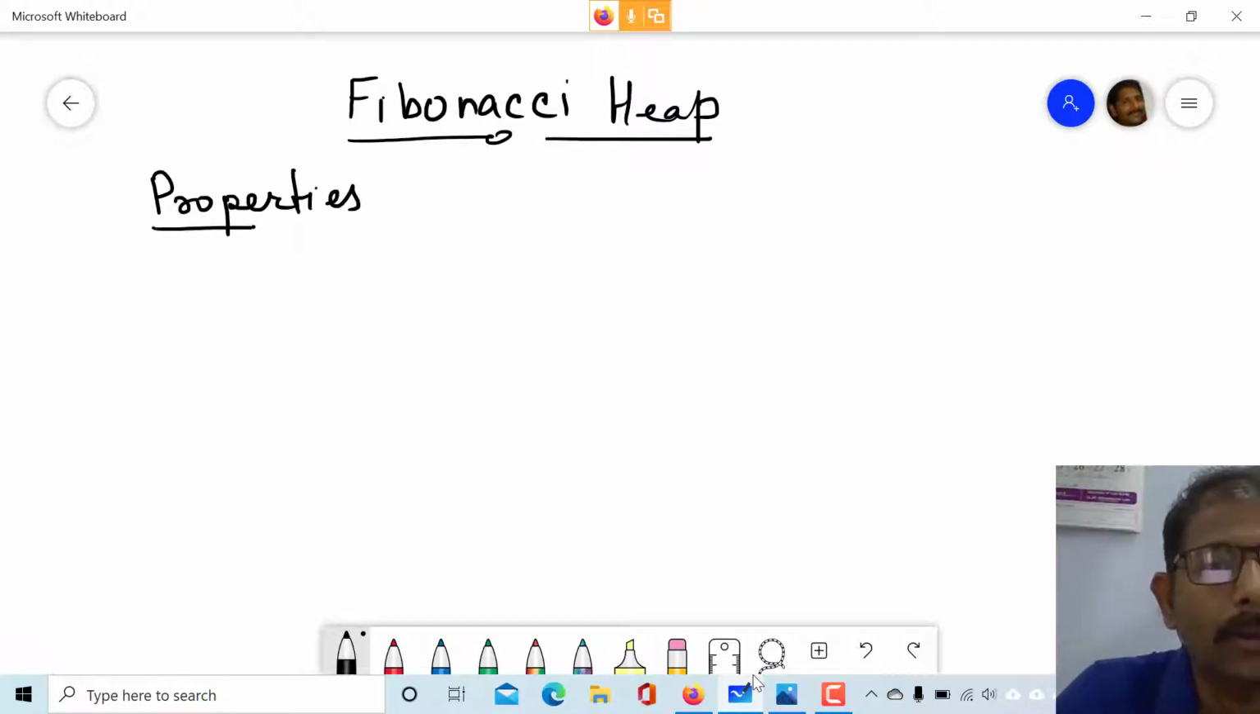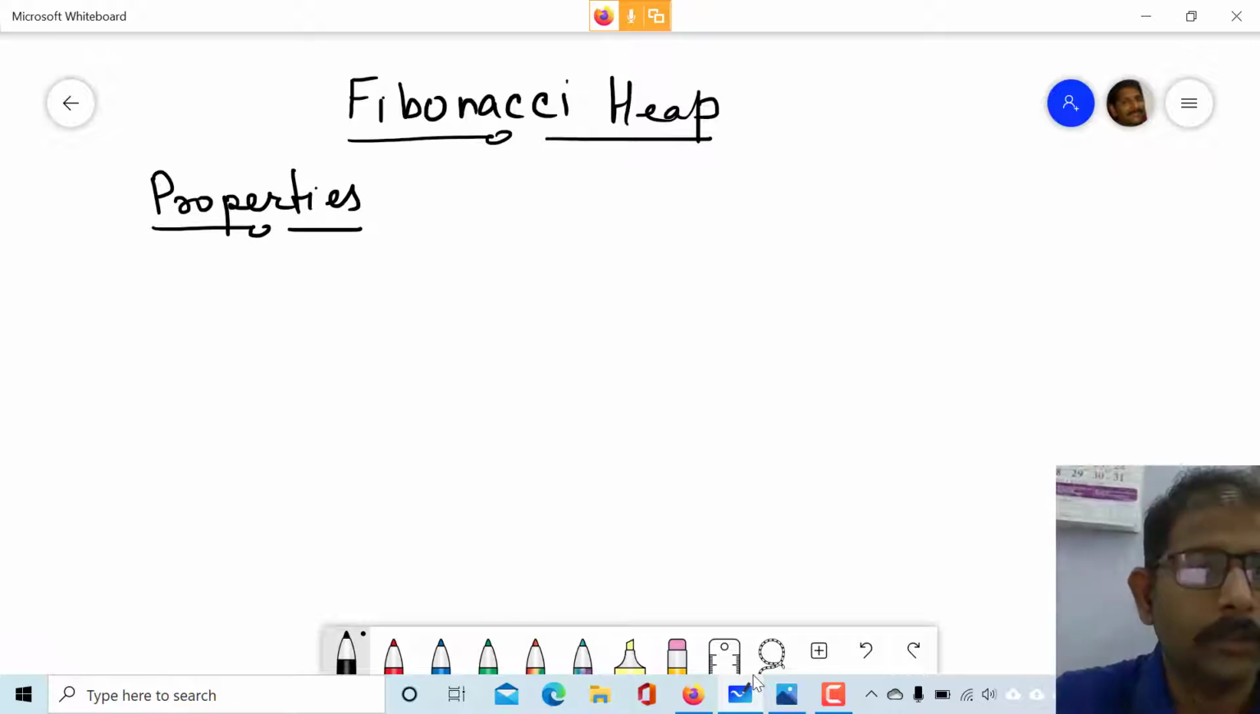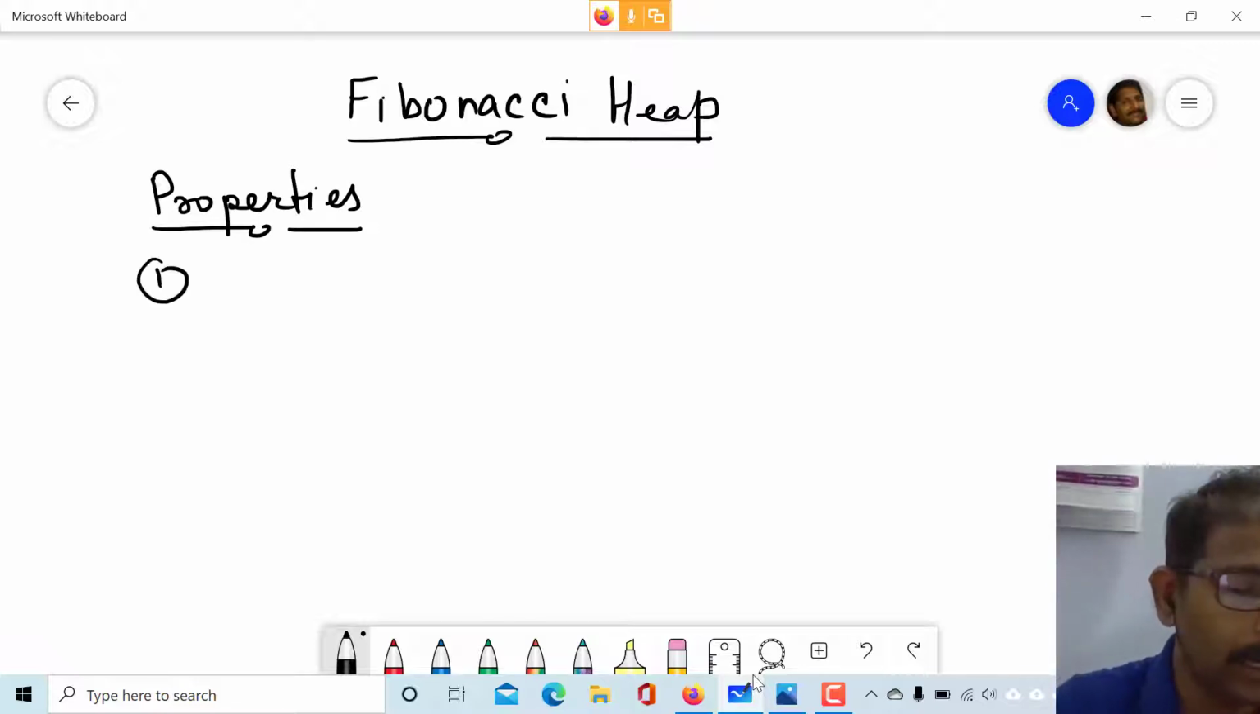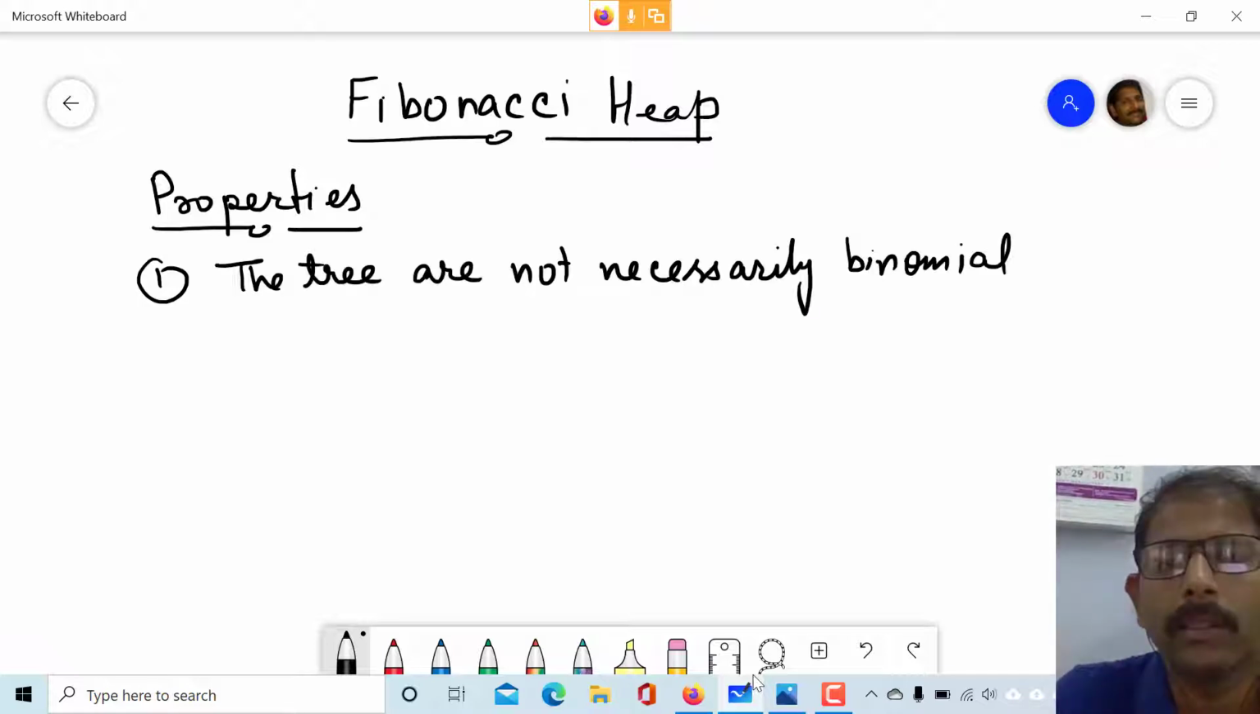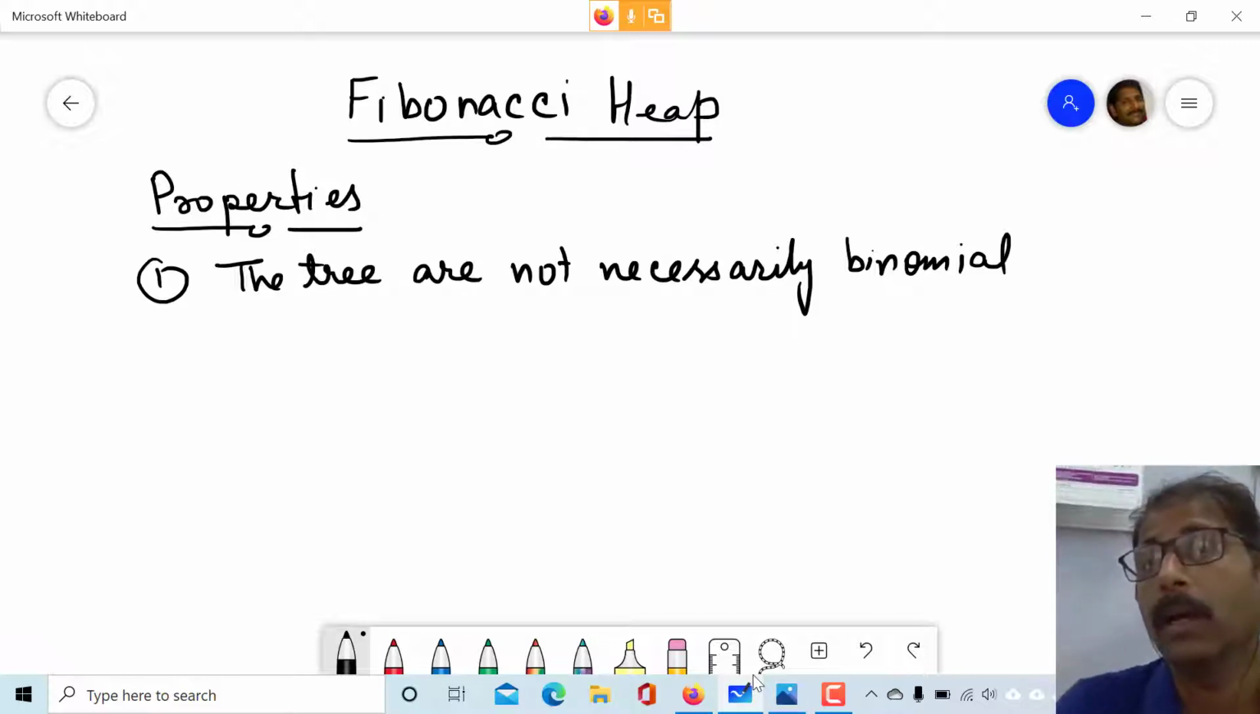Properties of Fibonacci heap. The first property is that the trees are not necessarily binomial. In the case of binomial heap, the tree must be binomial, that means the number of nodes should be of the order of 2, but in this case it is not so.